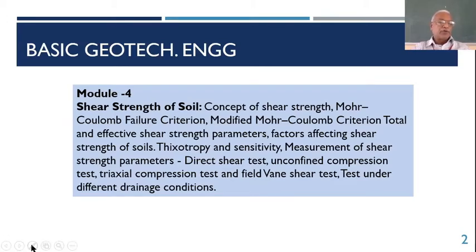So the contents of the module are this way: shear strength of the soil, concept of shear strength, Mohr-Coulomb failure criterion, modified Mohr-Coulomb criterion, total and effective shear strength parameters, factors affecting shear strength of the soil. Then we have thixotropy, sensitivity, and measurement of shear strength parameters like direct shear test, unconfined compression test, triaxial compression test, and field vane shear test under different drainage conditions. This is what we have to study.